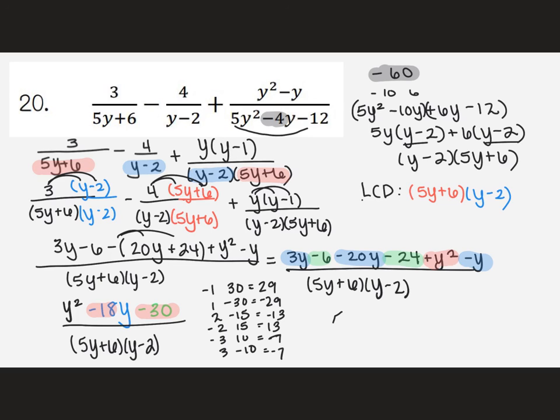So if I look at the first denominator and I solve, I see that y cannot be negative 6/5. For the second part of my denominator, y cannot be 2.